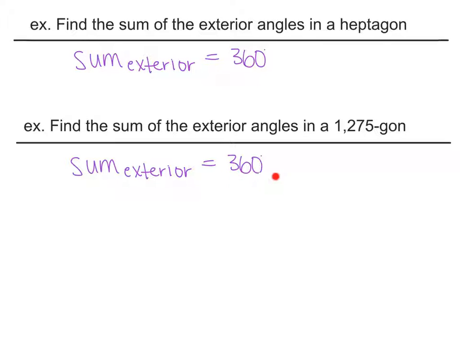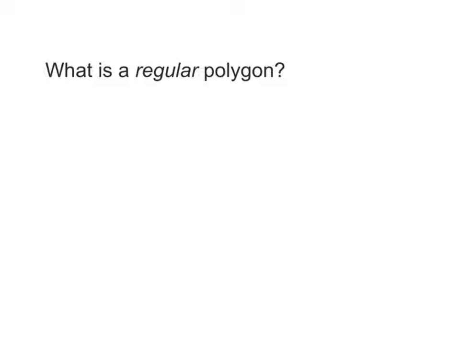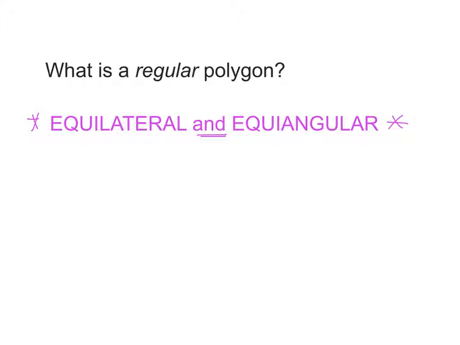I can't say, hey, the sum of the exterior angles in a polygon is 360 degrees. What's its name? It could be any polygon out there, so really you can't go backwards with this formula. So what does it mean for a polygon to be called regular? If you have a regular polygon, your polygon must be both equilateral and equiangular. It must be both, not just one or the other, both.